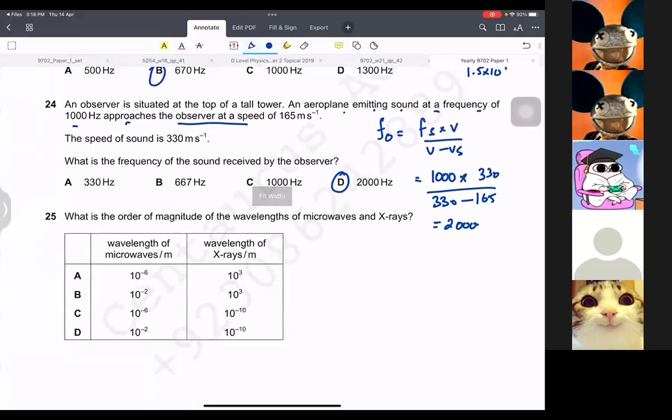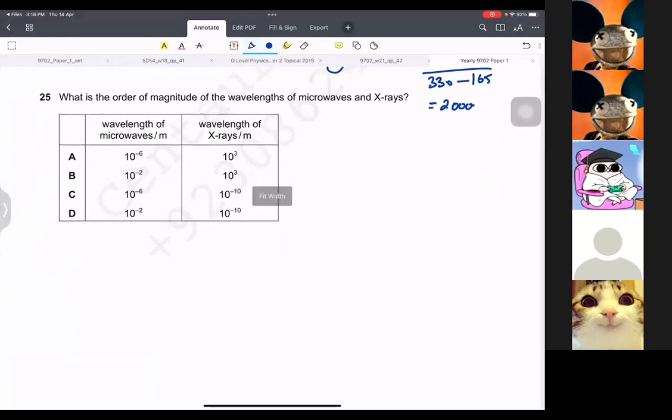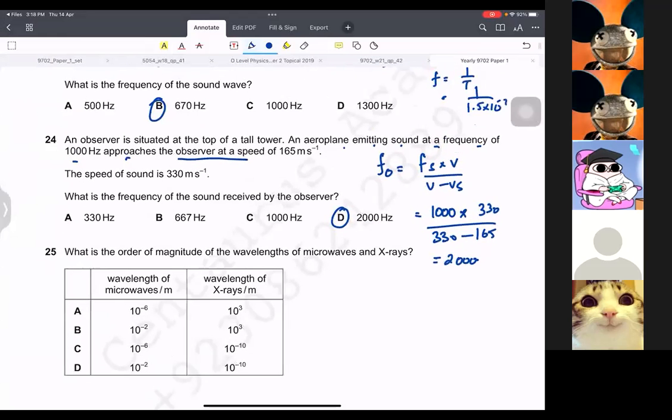It's cool. Okay, so then, sir, yes. I was confused about this question because how can it be 2000? How can it be greater than the original frequency when it's still approaching? Doppler's effect. Oh, so should it be less? No, it would only be less if it is moving away. If it's moving towards an observer, it will be more than the original.